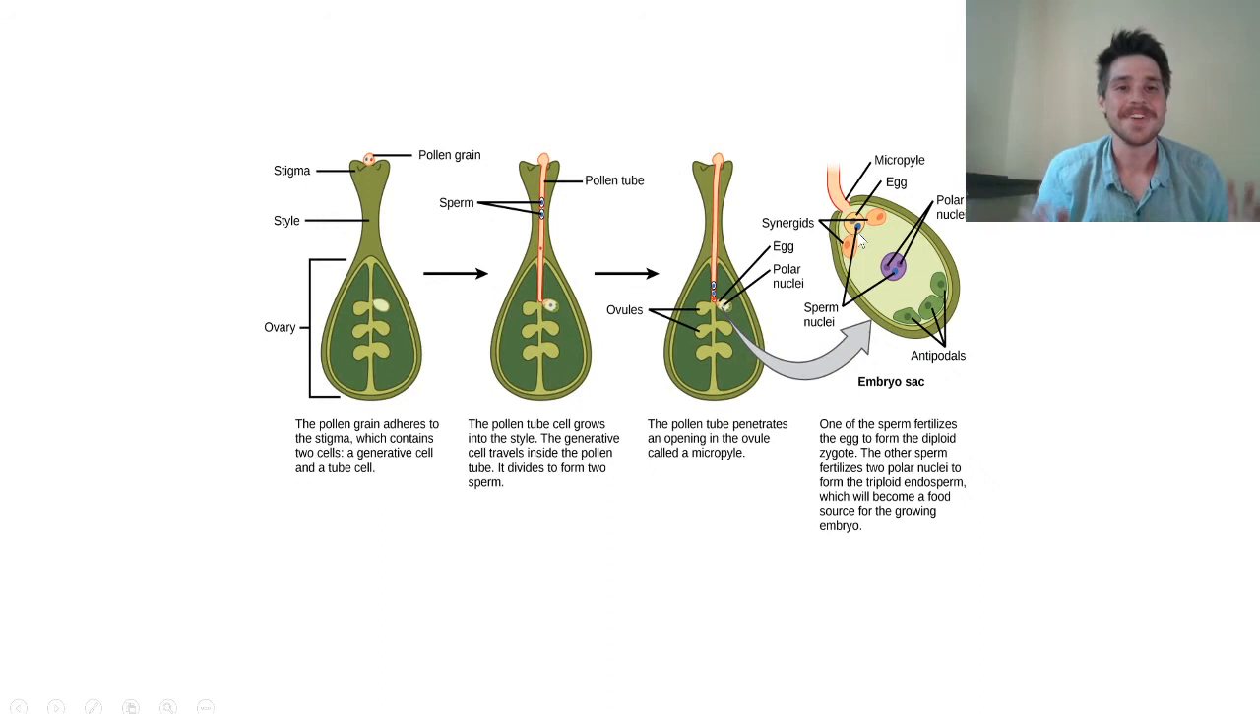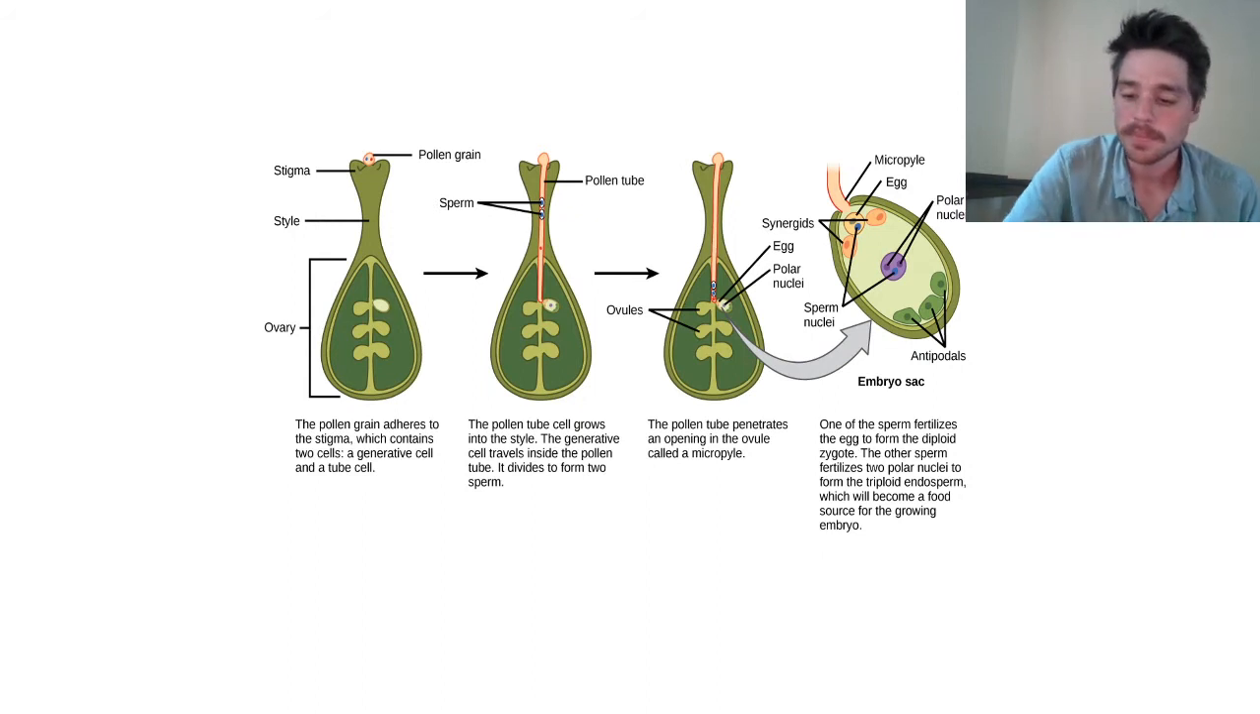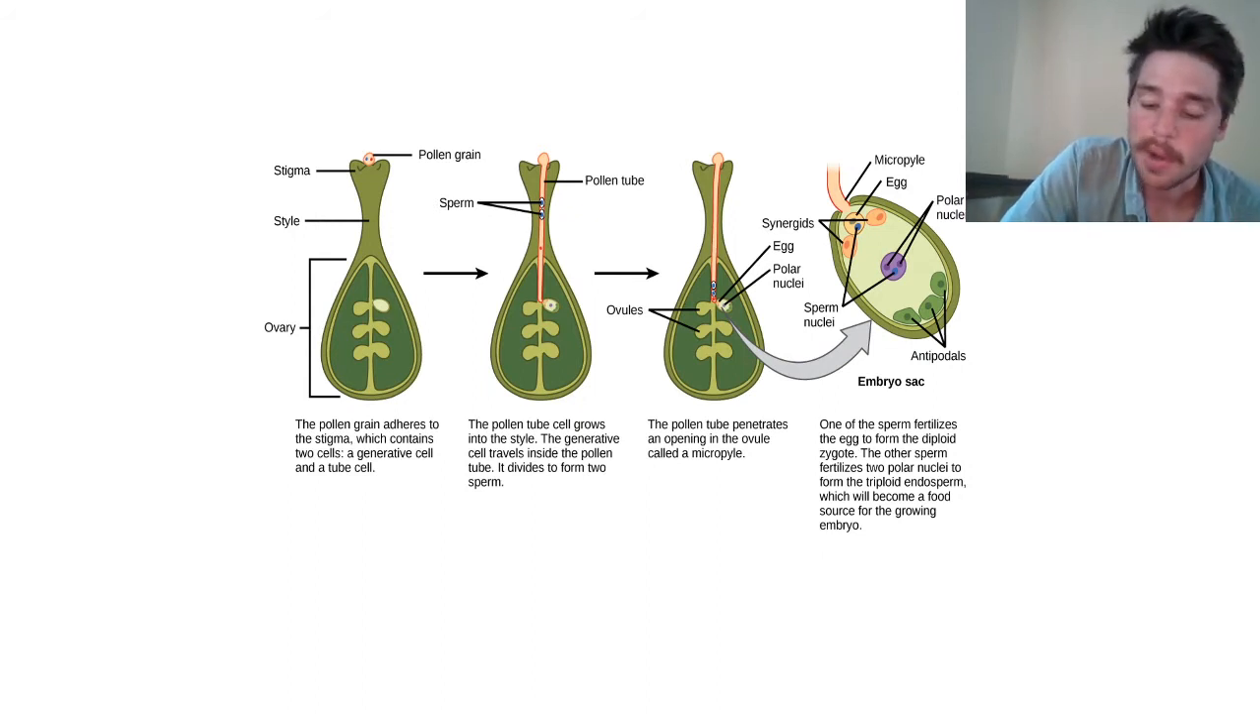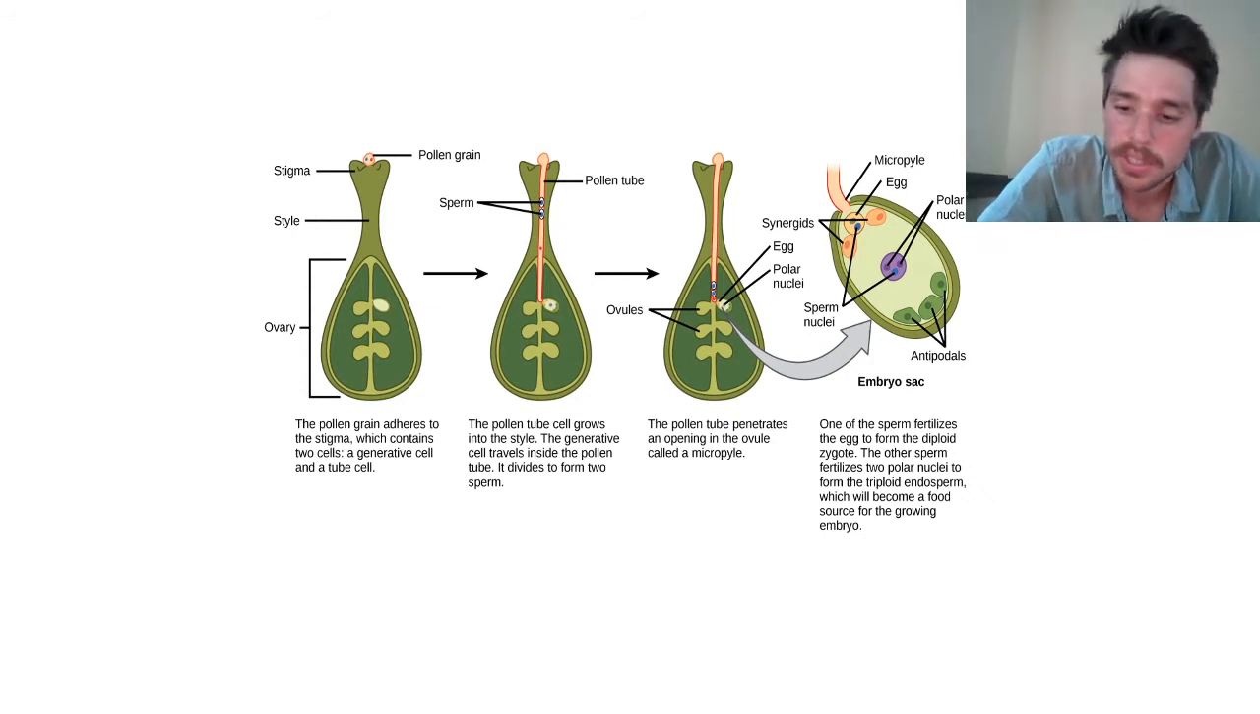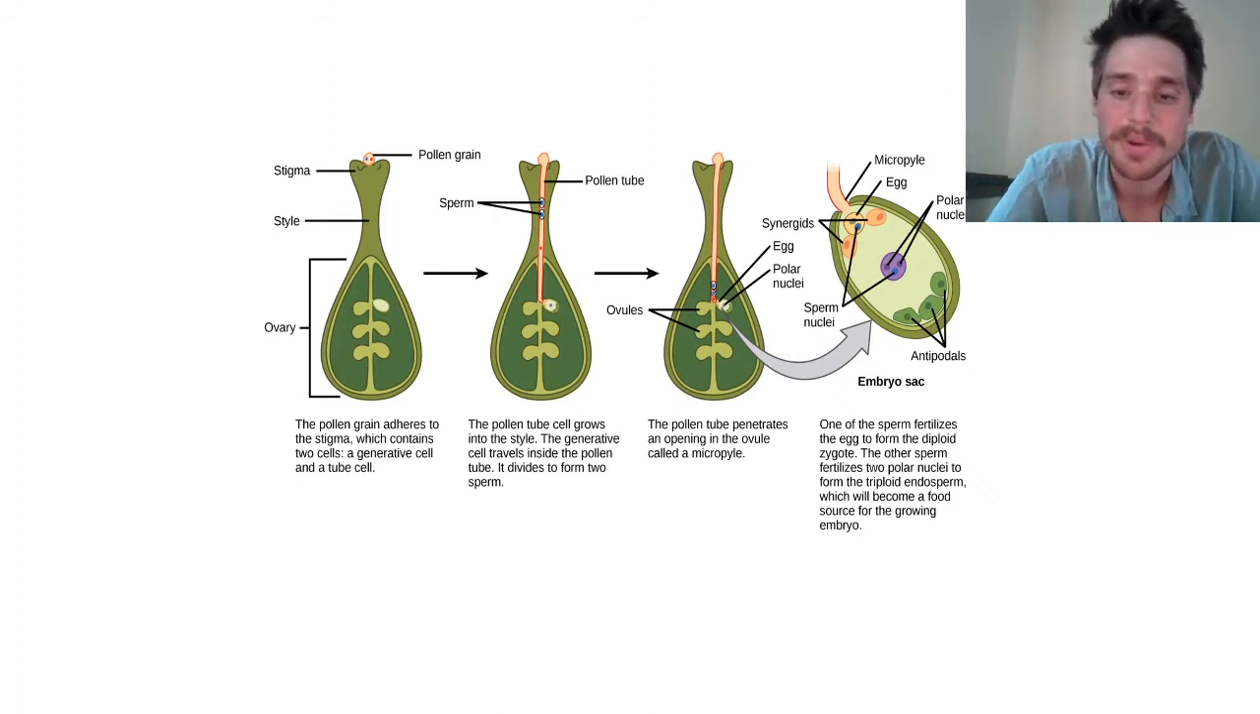So that's the very kind of crash course intro to flowering plant reproduction. And it's just important to know before we dive into natural selection and evolution of these plants, it's important to know how they reproduce, just to have an idea of that process, of how they're evolving.